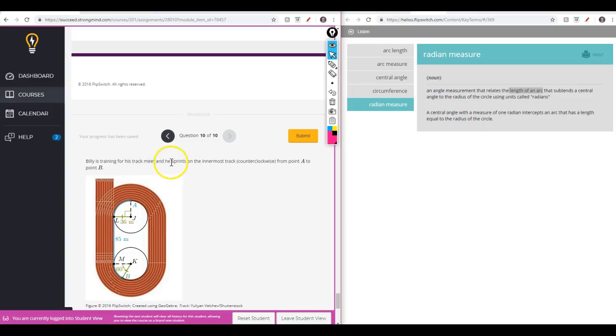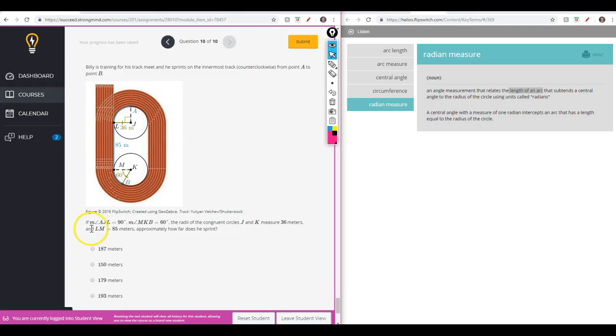Billy is training for his track meet and he sprints on the innermost track counterclockwise from point A to point B. If the measure of angle AJL is equal to 90 degrees, the measure of angle MKB is equal to 60 degrees, the radii of the congruent circles J and K measure 36 meters, and the length of LM is 85 meters, approximately how far does he sprint?